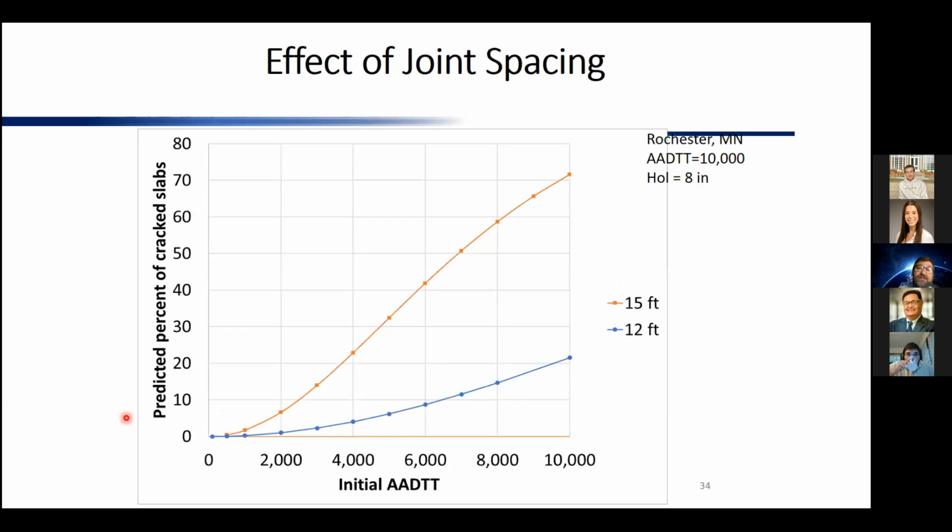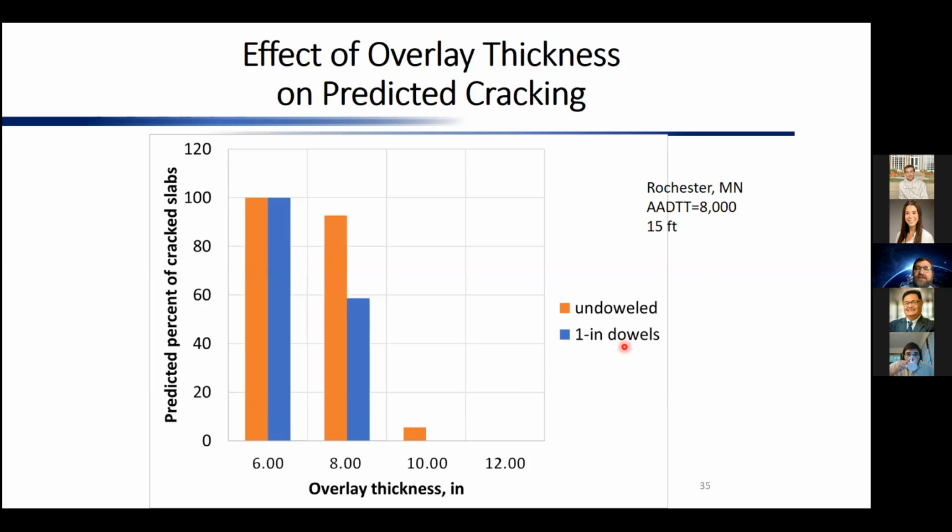And you can see the effect in the sensitivity analysis, for example, the effect of joint spacing. Naturally, if you reduce joint spacing to 12 feet, you substantially reduce the percentage of cracked slabs. If you use dowels, then under certain conditions, damage will be smaller because you reduce damage at the transverse joints, and that slows down deterioration of the pavement system.